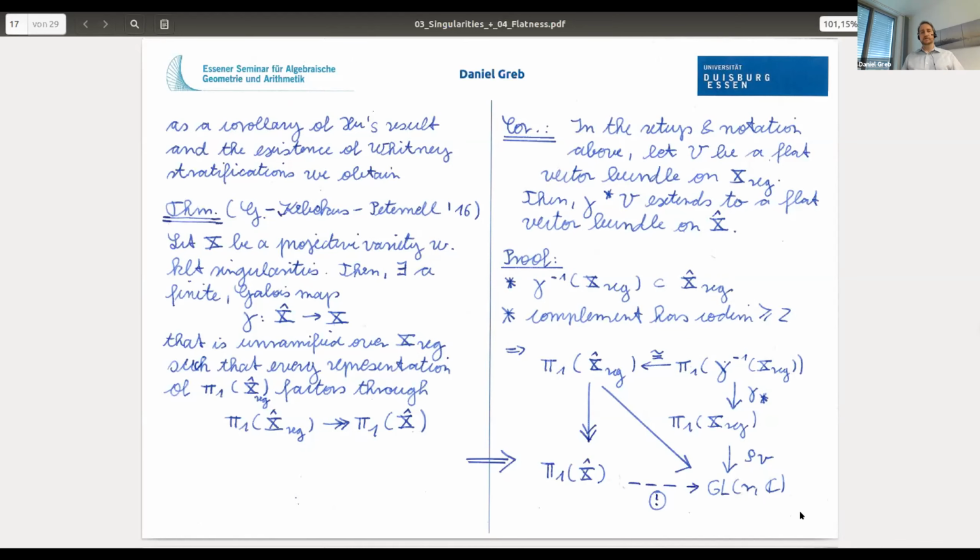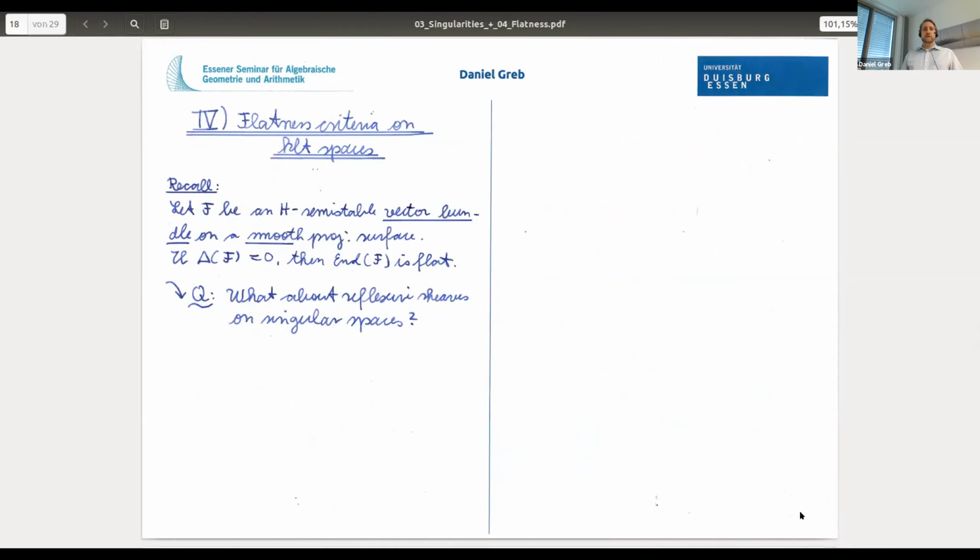Yeah, so this is how this works. You can extend, after Druel, representations, and so this means flat vector bundles extend over the singular locus. Okay. So I'm going to use this topological result to derive a flatness criterion for sheaves on KLT spaces.